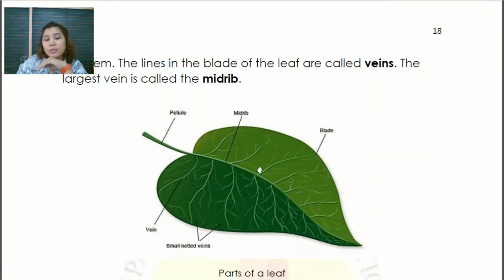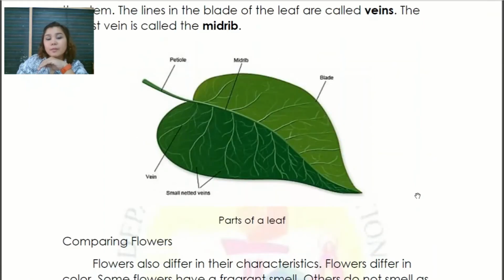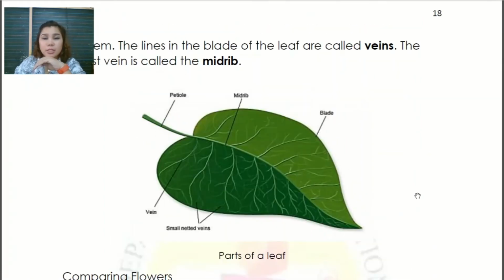So, ito, yung sa gitna. So, these are parts of the leaf. So, this is just an introduction to you, but this will be discussed further when you reach higher grades.